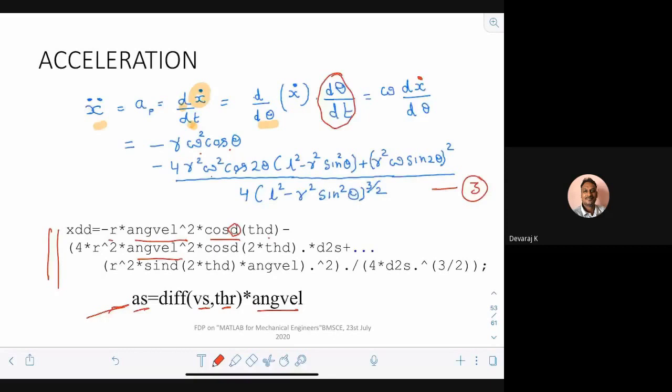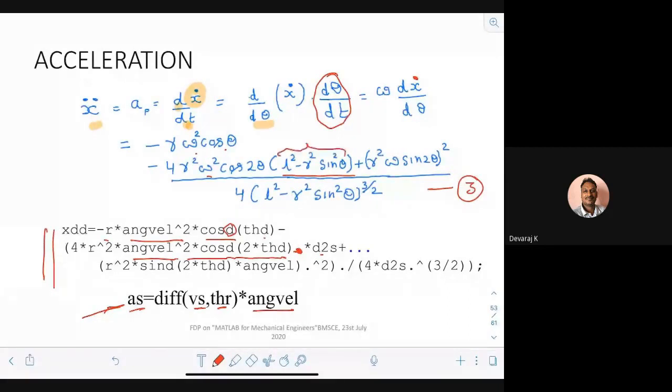Now it has become a vector. And you are multiplying it by another vector because this sine square theta is a vector. It has a value of sine theta for every 5 degree. Therefore, a dot operator here into d2s, because this is d2s for us. There's no need for you to type it again, L square minus r square. And then in the numerator, r square omega sine 2 theta whole square.